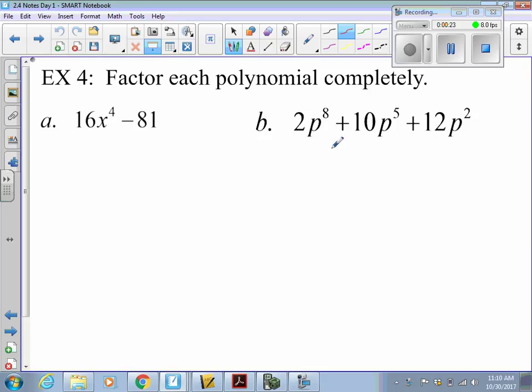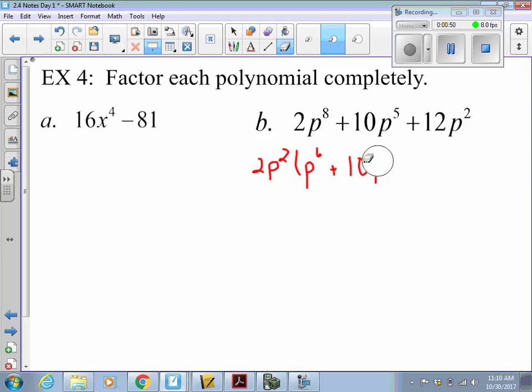Well, the number they all have in common is 2, so I'm going to take that out. And they do also have a variable in common, and the biggest variable they have in common is p squared. So I'm going to take that out. So now I need to rewrite this, so I'm left with p to the 6th plus 10p to the 3rd. Oops, that should be actually 5. That should be 5p to the 3rd. There we go. 5p to the 3rd, and then plus 6.